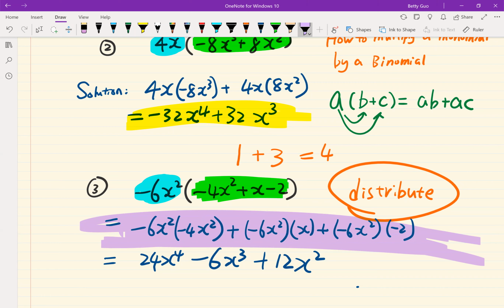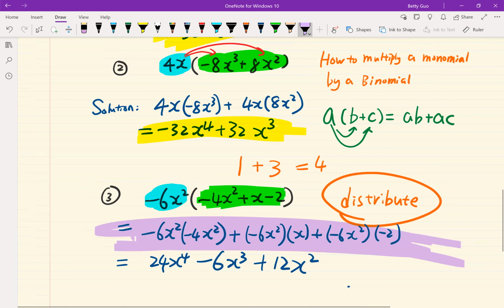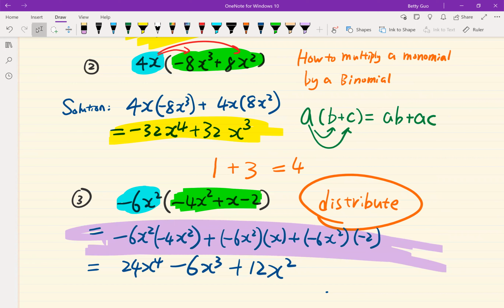So what if I ask you to multiply a monomial by a polynomial with four terms or five terms or even more terms? Do you know how to do that? Simply distribute, okay? Same idea. I showed you a monomial multiplied by a binomial in number 2, and a monomial multiplied by a trinomial in number 3. So you can generalize it. You know how to multiply a monomial by any kind of polynomial. Just distribute. Any questions?